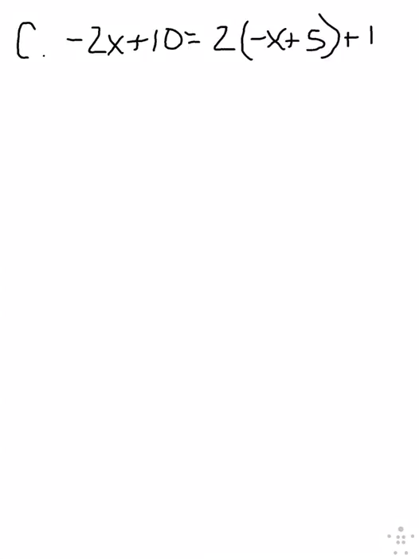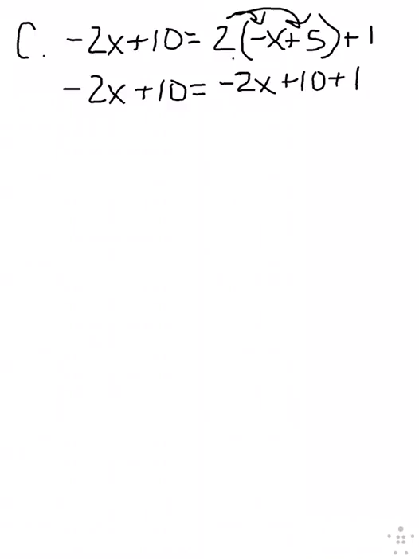Letter C, negative 2x plus 10 equals 2(negative x plus 5) plus 1. Start by distributing and bring everything else down. 2 times negative 1 is negative 2x. 2 times 5 is 10, and plus 1. I combine my like terms, 10 and 1. 10 plus 1 is 11.